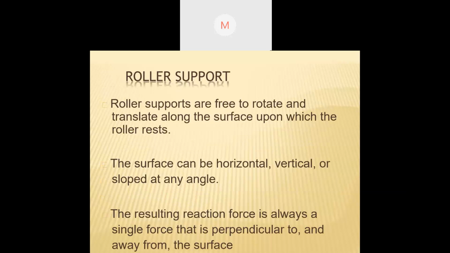What is roller support, first of all? Roller support is the type of support in which, hello, can you all hear me? Can you all hear me? You're listening. Yes, sir.